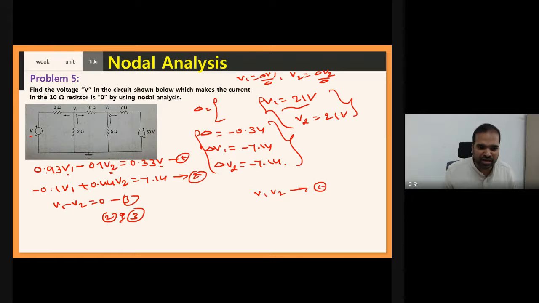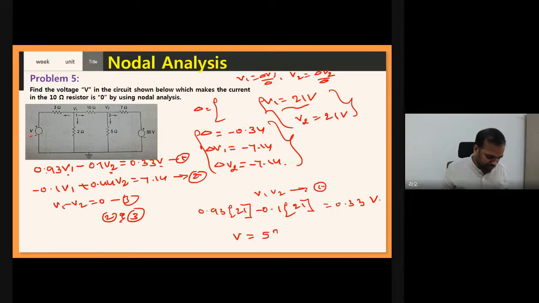In equation 1. So 0.93, what is V1? It is approximately 21, minus 0.1. Instead of V2, you can also substitute V1, equal to 0.33 V. Now if you simplify this, therefore V equal to, you will get 52.81. This is the source voltage. 52.81. Okay, clear. So this is all about nodal analysis, guys.